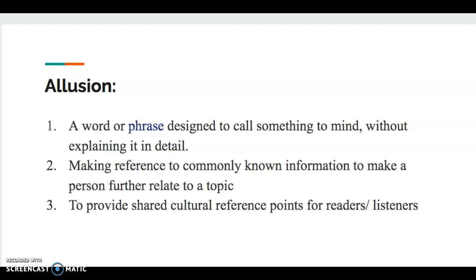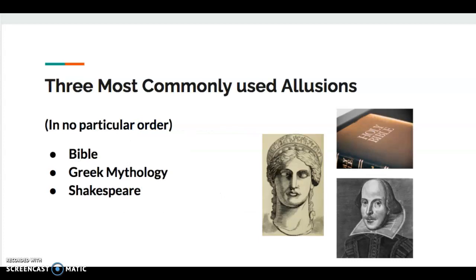So now I'm going to explain what this all means through examples. The 3 most commonly used allusions, in no particular order, are the Bible, so biblical references, stories, or characters from the Bible, anything biblical. The next one is Greek mythology. These would be characters or stories of Greek mythology, or anything to do with Greek mythology.